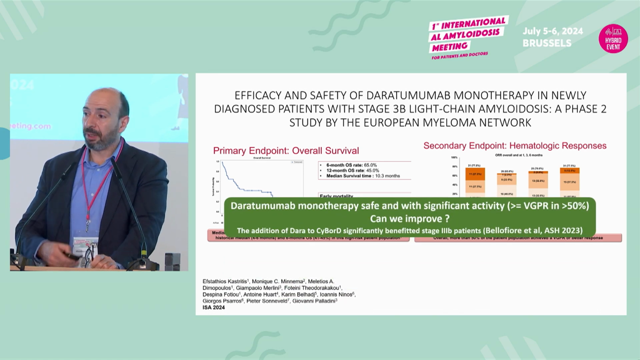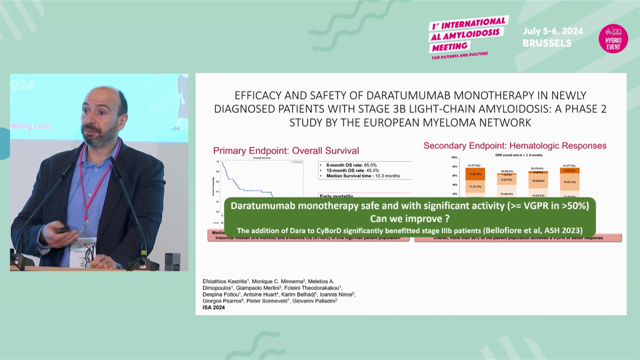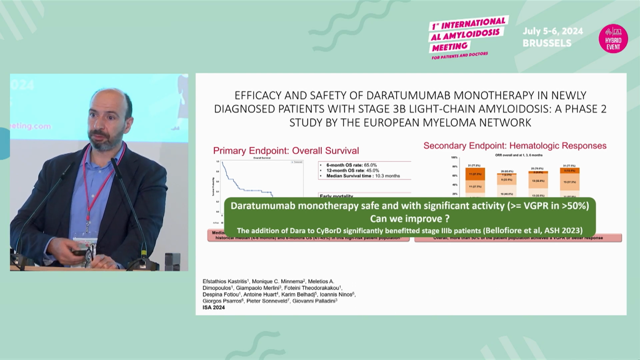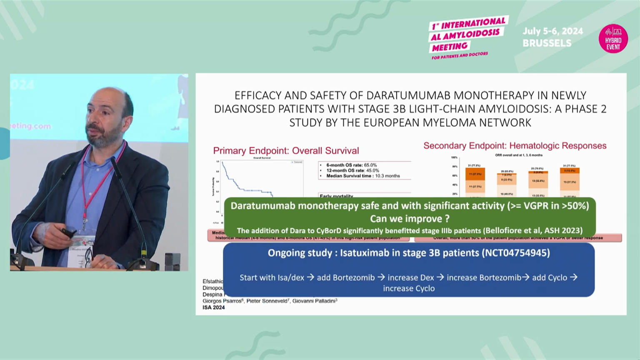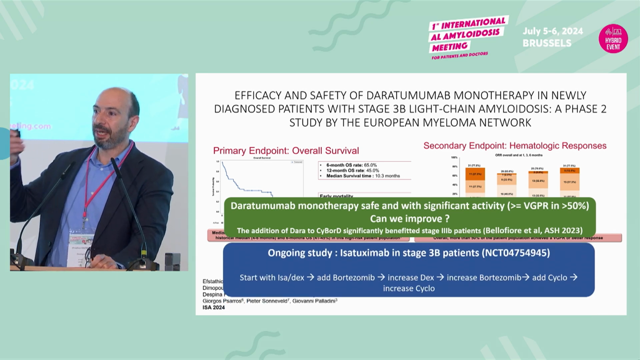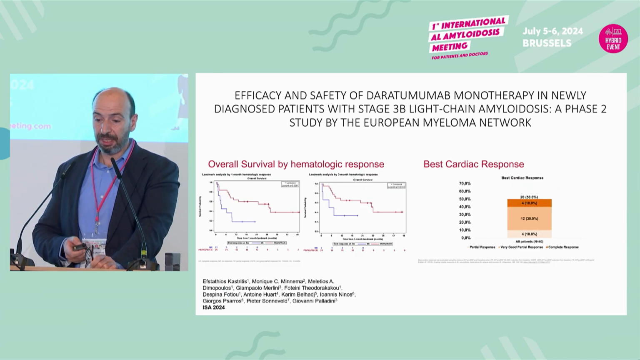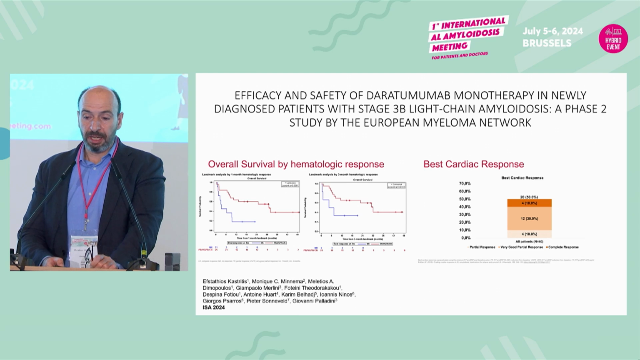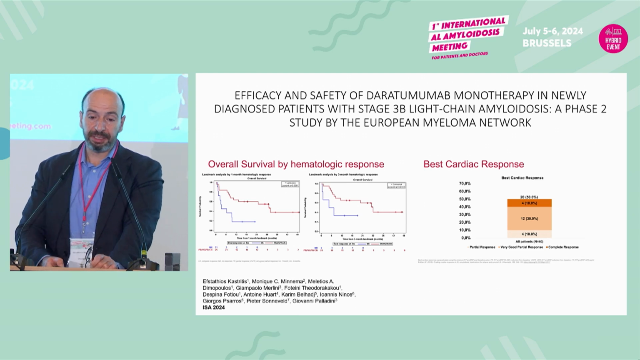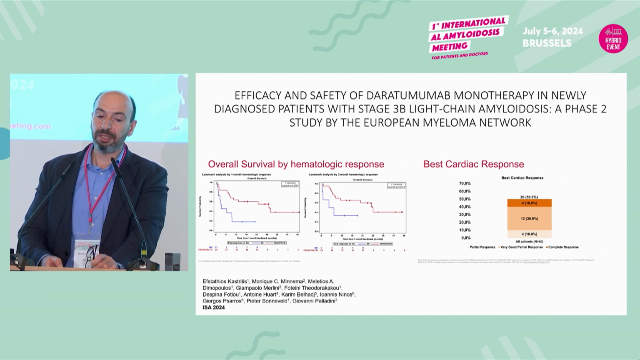How can we improve? What about adding another agent to daratumumab? But which agent? Should it be bortezomib, should it be venetoclax, should it be another new drug? Should we just add another drug, each week, until we find the regimen that our patients can tolerate? What is very important, however, is that if you achieve a good hematologic response very rapidly, even in these patients, you can really change the outcome of this disease.